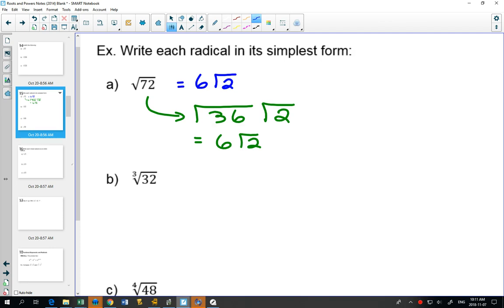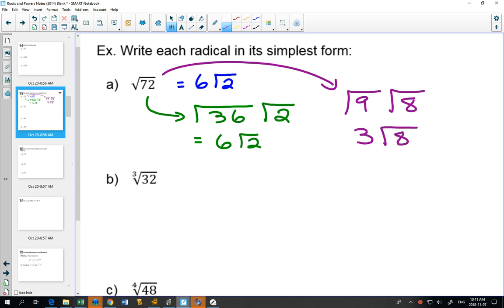If you took the longer route, it is not wrong. Here is the longer route. You saw that 72 was 9 times 8, and the square root of 9 is 3. But then you'd have to recognize that the square root of 8 is 4 times 2, and the square root of 4 is 2, and 2 times 3 would make a 6 out in front. So whether you did it the green way or the purple way, you still get 6 root 2, which is the right answer.